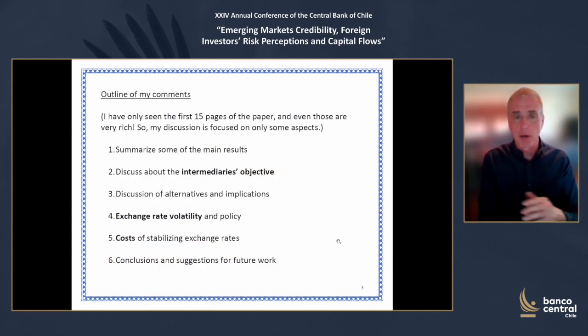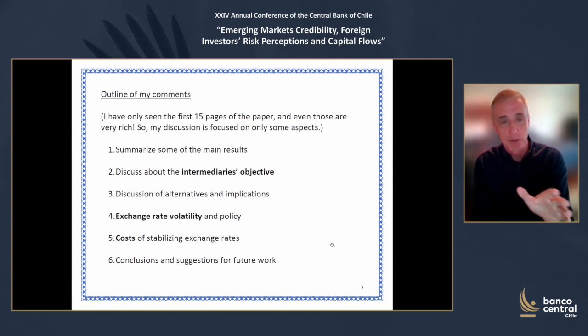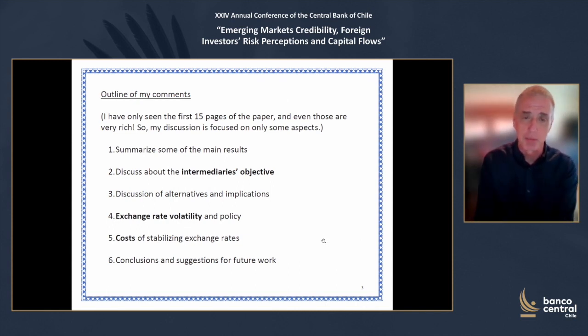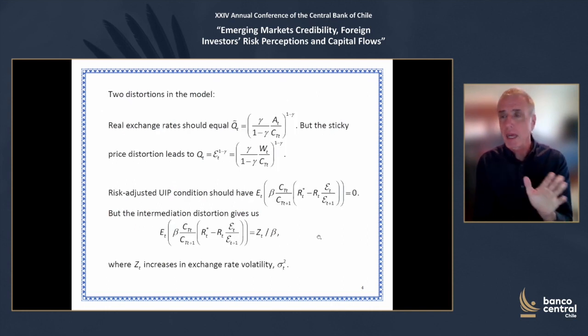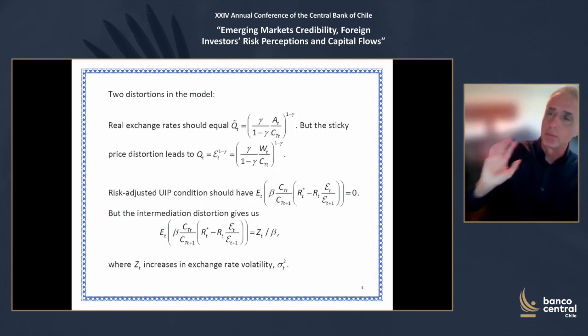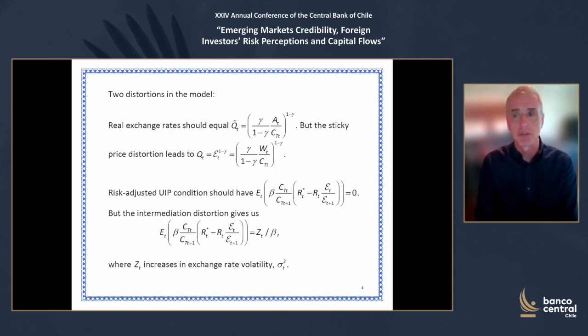And so the outline of my comments: I'm going to summarize some of the main results. By the way, I only got the first 15 pages, but I think that's all they've done so far. But there's more to come, I think. Then I'm going to talk about the intermediaries' objective. I'm going to discuss some alternatives. I'm going to talk about exchange rate volatility per se, some of the costs of stabilizing exchange rates, and then some conclusions and suggestions for future work. So I can't go into all the richness even of this first 15 pages. There's a lot of stuff going on, but I'm going to focus on a few things.